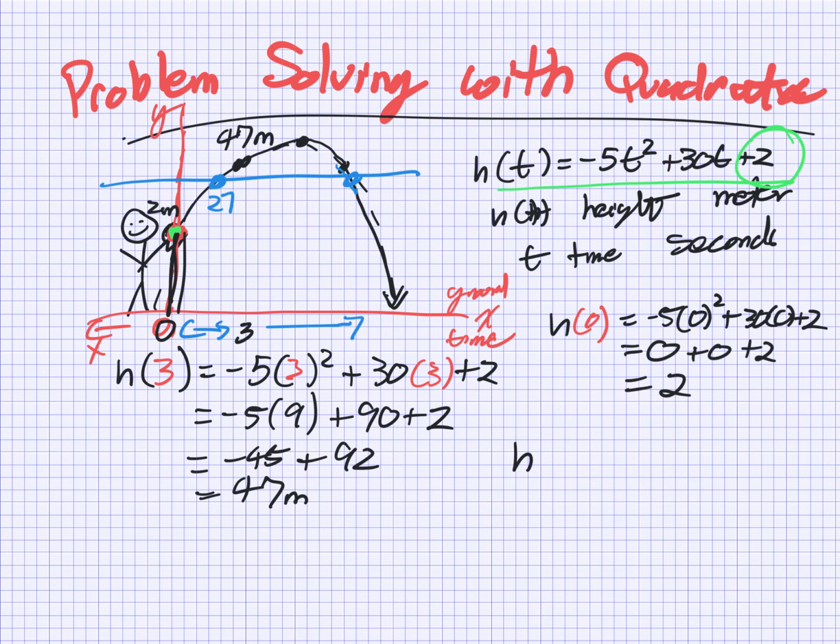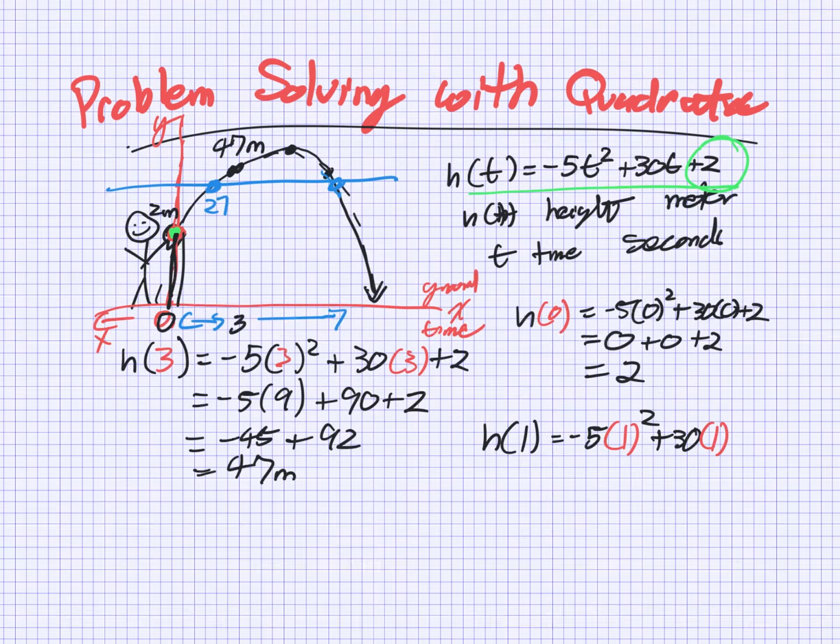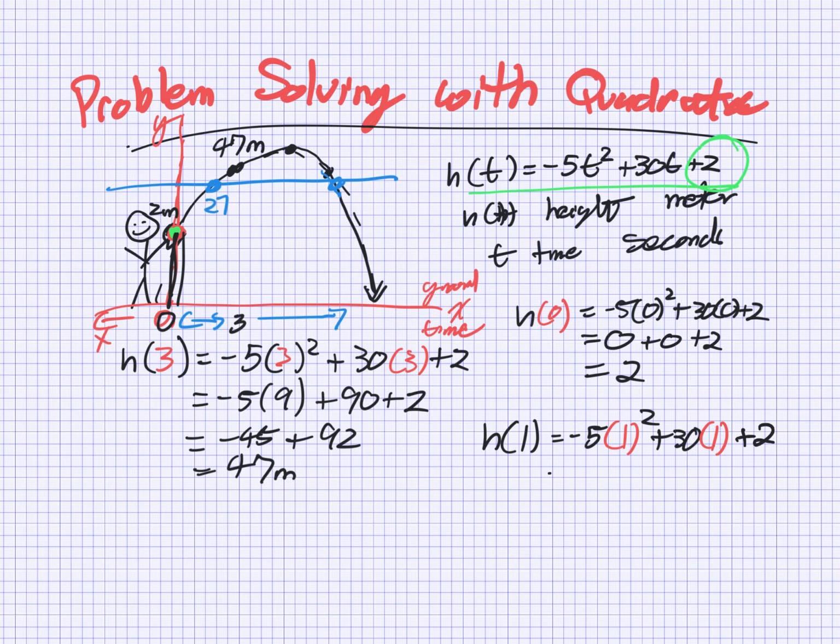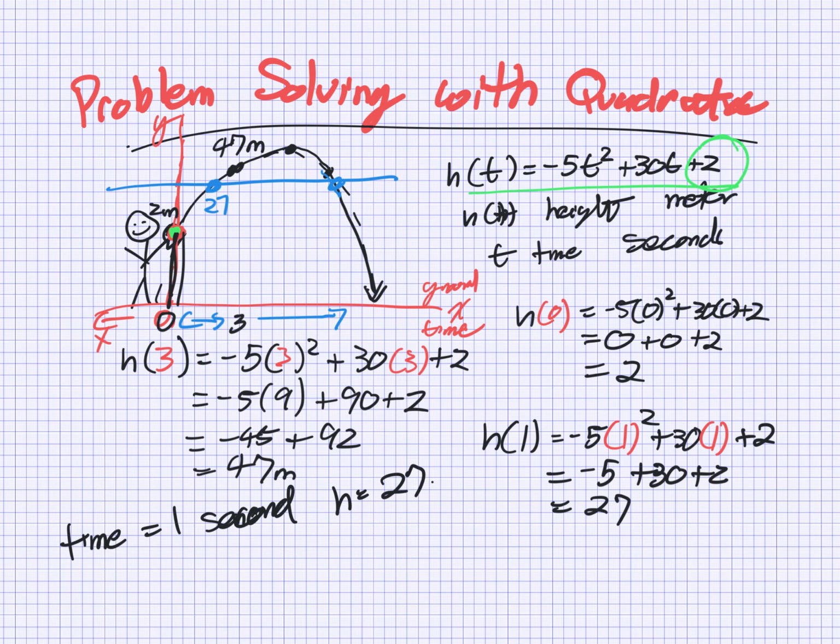Let's try that. So at the time of 1, negative 5 squared plus 30 times 1, we'll zoom out a bit, plus 2. 1 times 1 is 1, times negative 5 is negative 5, plus 30, plus 2 is going to give us 27. Okay? So we know that time equals 1 second. We know the height is 27 meters.